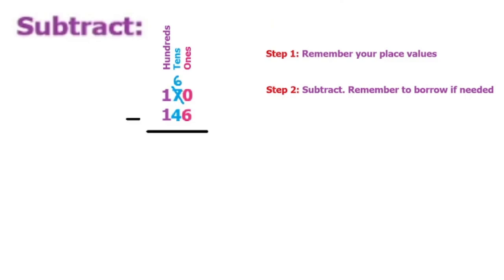And we borrowed 1 from the tens column, so we put the 1 here in front of the 0. So this actually now becomes 10. So 10 minus 6 is going to be 4. And now we have 6 minus 4, and that's 2.